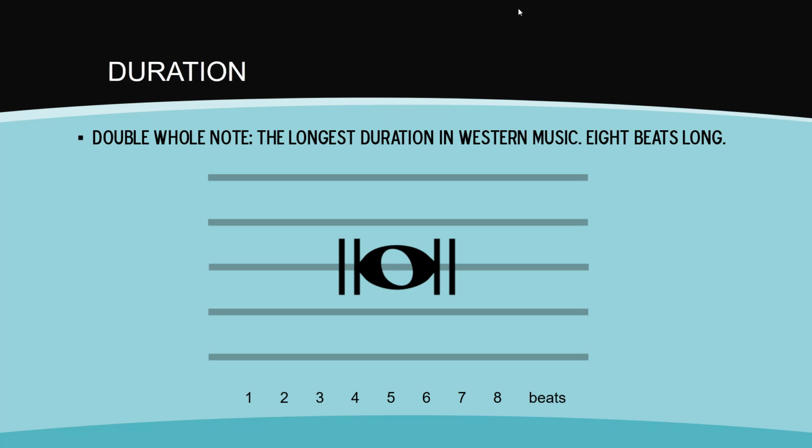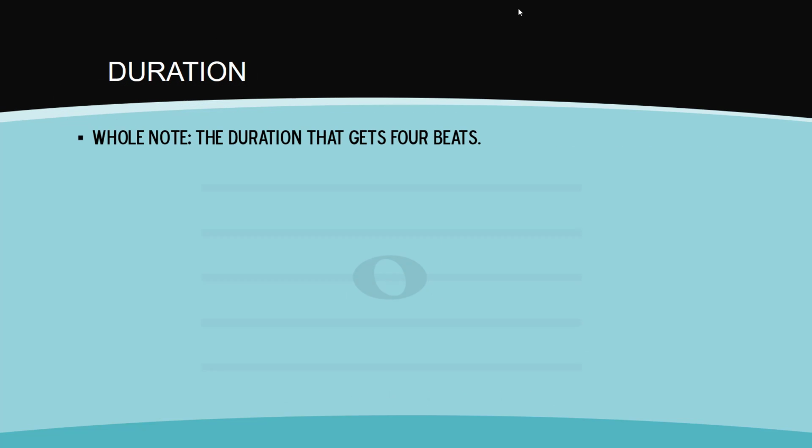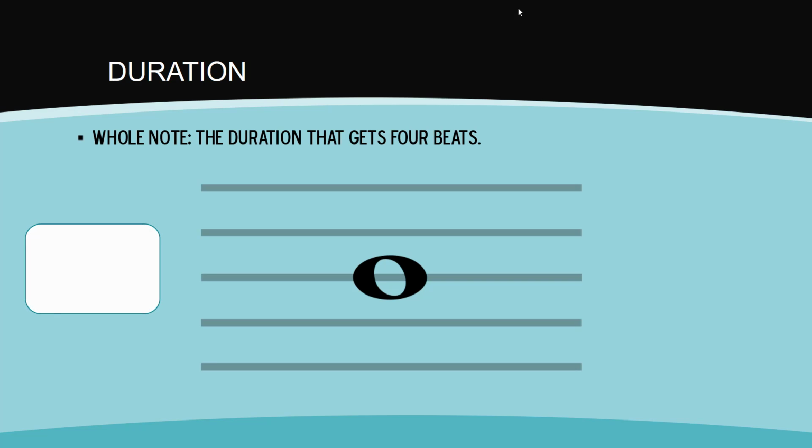A whole note is a note head without the lines on either side. It is half of the value of a double whole note. Therefore, a whole note has a value of 4 beats, or 4 foot taps. A pitch that has a duration of 1 whole note would sound like this.